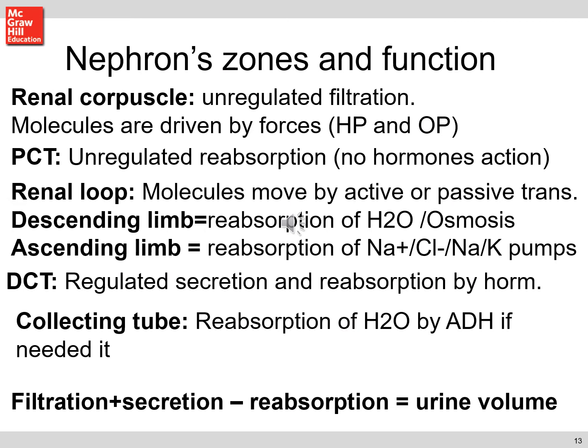I took the time to summarize in this slide the zones of the nephron and the function of them. As I mentioned before, the nephron originates in the renal corpuscle, and the renal corpuscle is made by the glomerulus capillaris and the renal capsule. The function of the renal corpuscle is unregulated filtration.